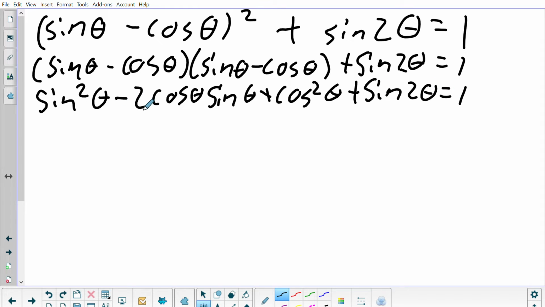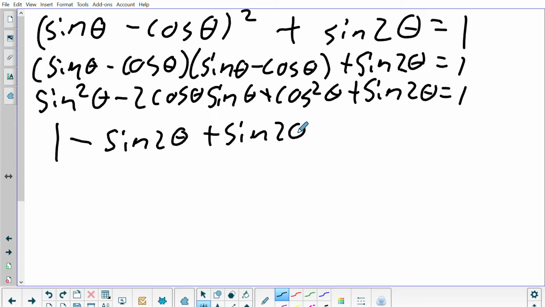Okay. Sine squared plus cosine squared is the same as 1. And then 2 cosine sine, based off our equations from the previous page, is the same as sine 2 theta. Negative sine plus sine cancel, and I'm left with 1 equals 1, which is true.